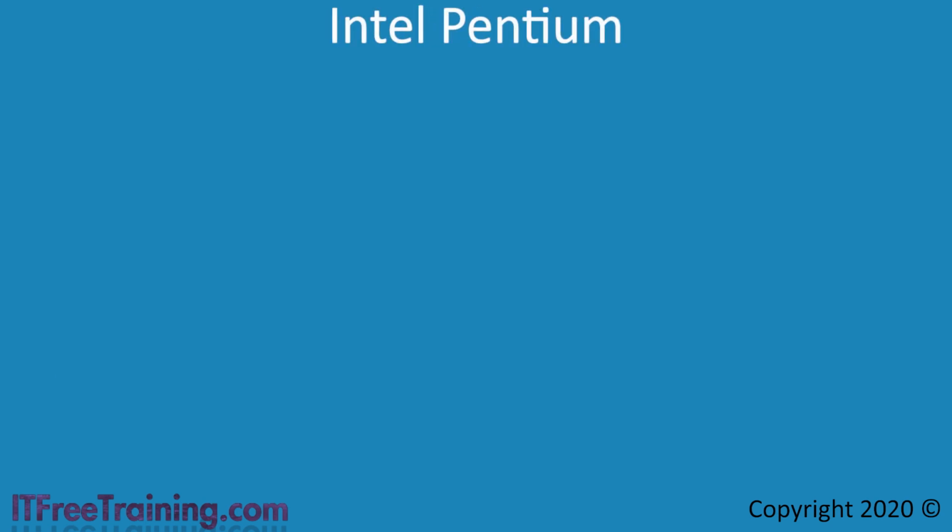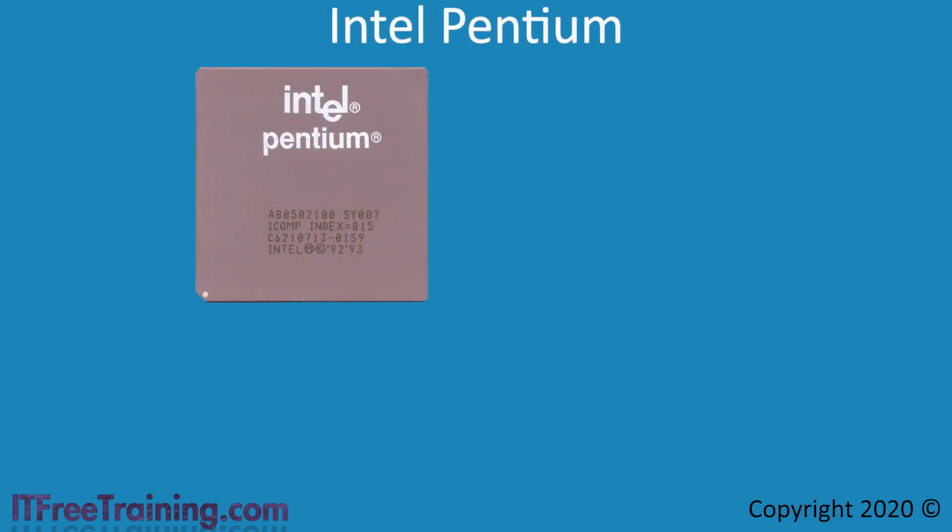The next CPU was the Intel Pentium, released in 1993. Due to trademark issues, previously Intel had attempted to trademark the 486 but lost in court to AMD, so rather than name it 586, it was called the Pentium.